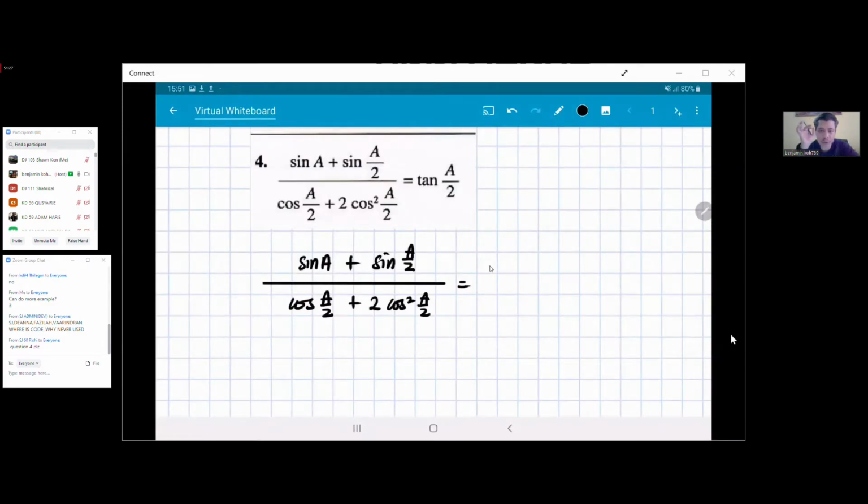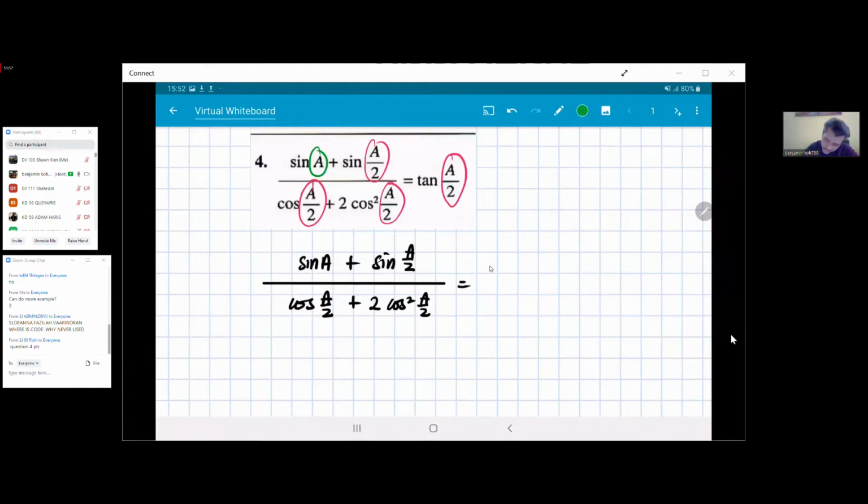Now, for this question, right, it's a bit unique. You know why? Look at the answer they want. The answer they want contain A over 2. Even the question also contains A over 2, A over 2, A over 2. Semuanya A over 2 except this one, right? So this is a clue in the question itself to tell you to use half angle formula. Okay? To use half angle formula.